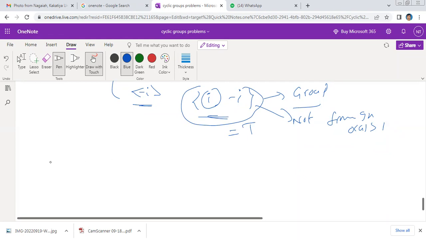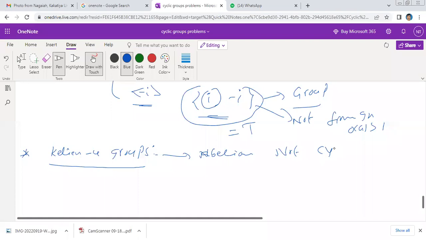Now I am taking Klein 4 groups. Are Klein 4 groups abelian or need not be abelian? Klein 4 groups are abelian, but not cyclic. Klein 4 groups are abelian.